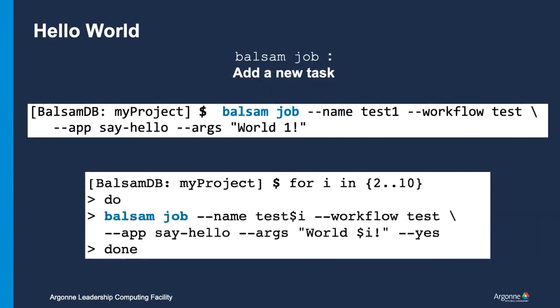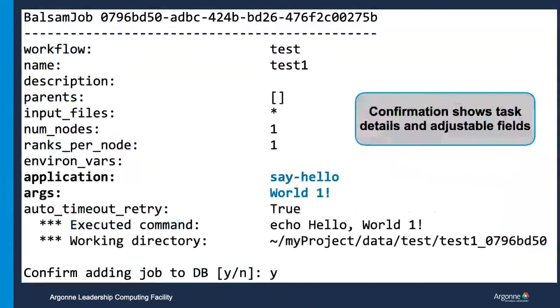We then use balsam job to add instances of this application, or specific runs, with command line arguments tailored to that run. So here we'll create a job called test1 under the test workflow, which I'll explain shortly. And you can see that we're using the say_hello application with the args world1. And then we can go on to do this in a loop for several other indices and create an ensemble of 10 jobs here.